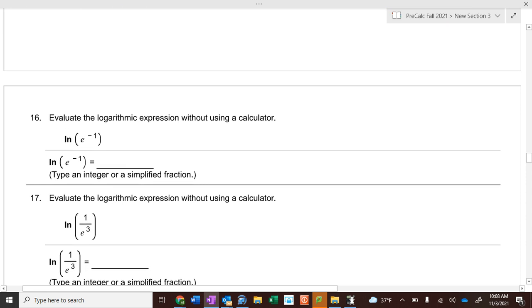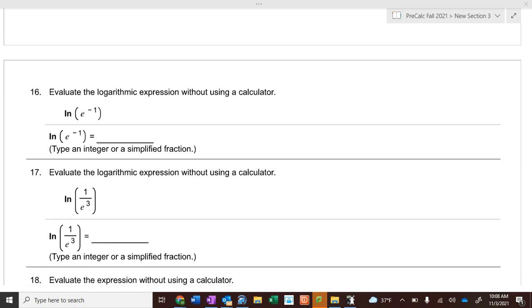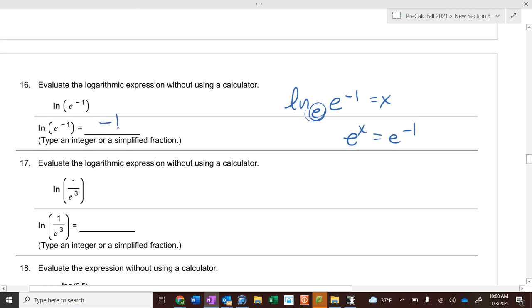Yeah. All right, good. What's the base of a natural log? What's the base down here of a natural log? E. So e to the x equals e to the negative 1. So what does x equal? Negative 1. The ln of 1 over e to the third is the same as the ln of e to the negative third, correct? So if e is here and we put an x here, e to the x equals e to the negative 3. So x equals negative 3.